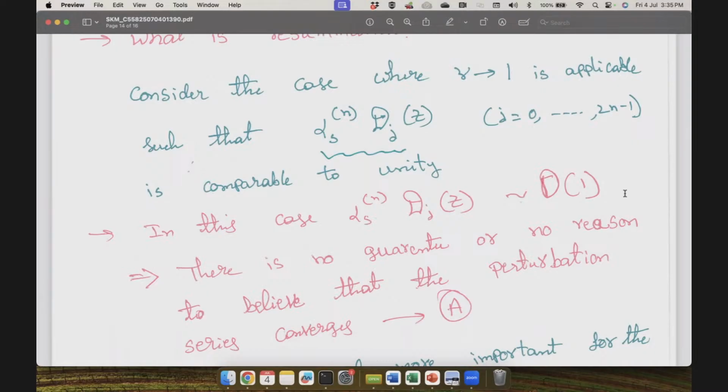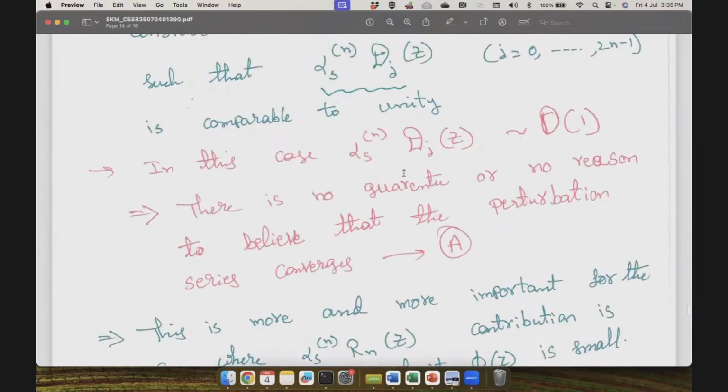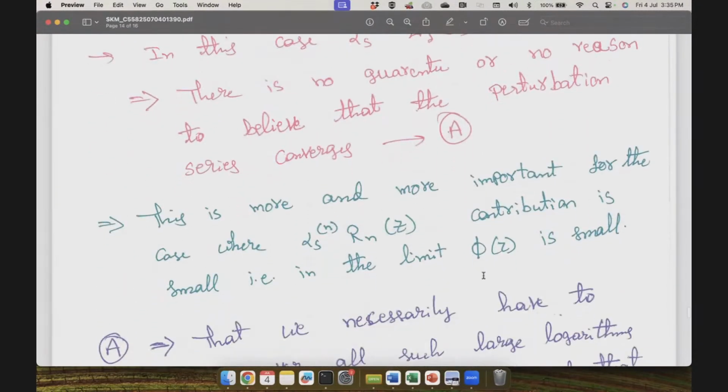So you have to take into account all such contributions to all orders in the perturbation theory, which essentially means that there is no guarantee or reason to believe that the perturbation series converges, in the present scenario, whenever this happens. So this is more and more important for the case where alpha_s times the regular contributions is small. Because the regular contributions have values that are negligible compared to the softness of your corrections, because of the relatively smaller suppression of the quantum fluxes, the entire thing is dominated by this virtual region actually.